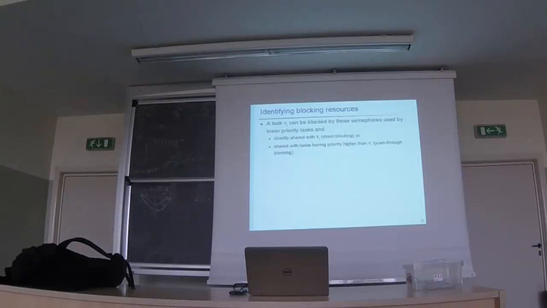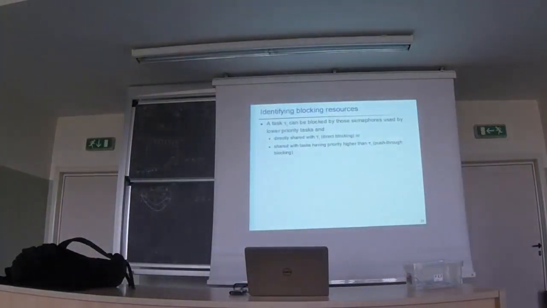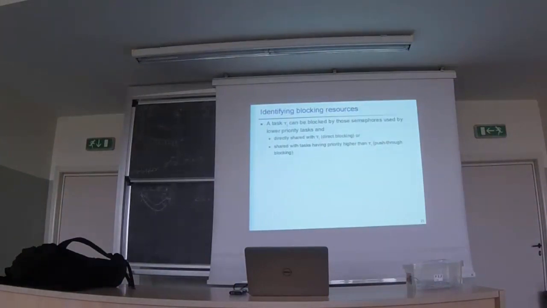But we should also take into account that a blocking factor may arise even if I don't access any resource, or I access different resources, due to push-through blocking. So, besides direct blocking, I can also be blocked whenever a high priority task shares a resource with a low priority task. I can be blocked because one of the resources I would like to lock is shared with a low priority task, this is direct blocking, but also by all those resources accessed by higher priority tasks and by low priority tasks.